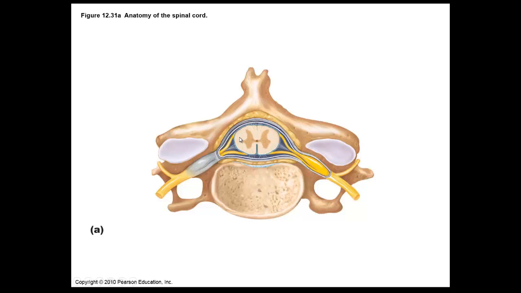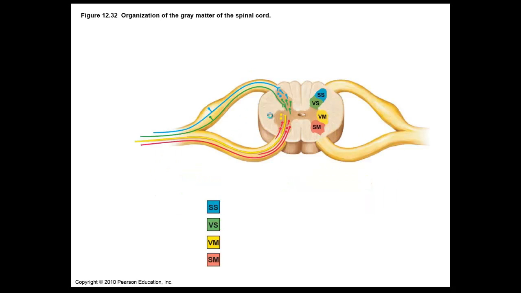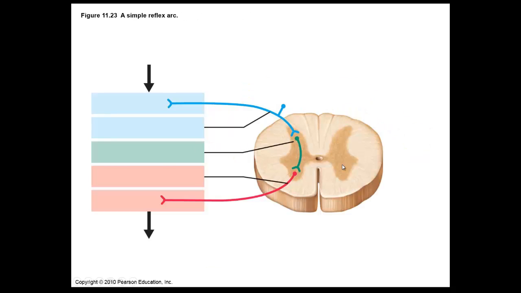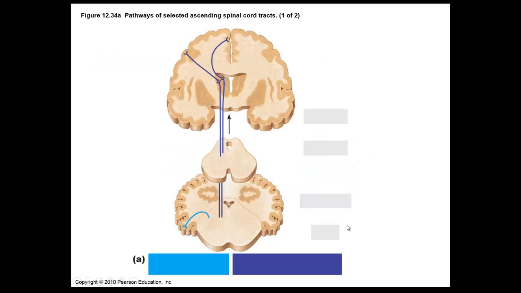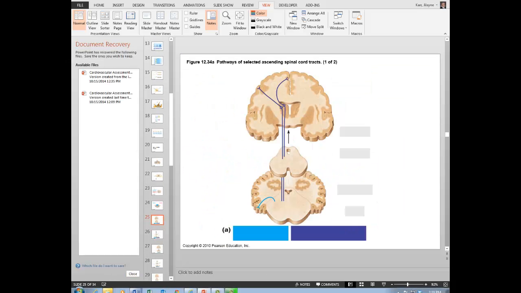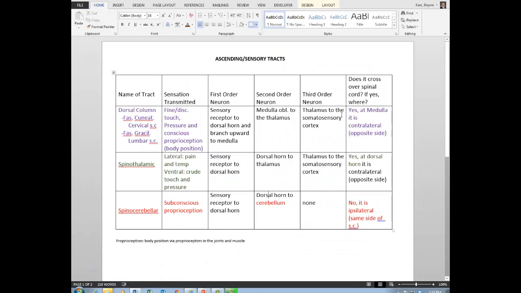So here's just some of that information that comes in. Again, these are all going to be sensory neurons. These are all motor neurons, somatic or autonomic. Talked about the reflex arc. Talked about the different motor tracts. And when we look at the motor tracts, I went over this nice chart for you. And I've gone through and highlighted some of the unique information for each of the tracts.